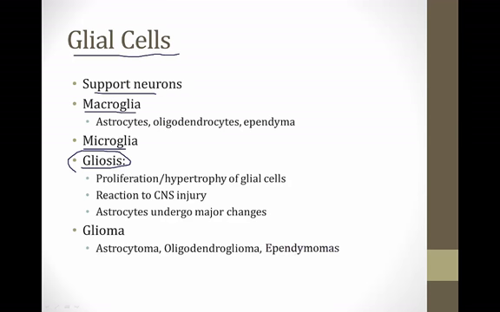When we say that there is gliosis, what we mean is there is proliferation and hypertrophy of glial cells. This is a reaction to central nervous system injury. So these non-neuron cells will undergo proliferation and hypertrophy in response to injury, and astrocytes are some of the most important players. They react significantly to central nervous system injury. We'll talk more about that later. And finally, when we say a tumor is a glioma, we mean it's a tumor of one of the glial cell types. So there are astrocytomas, oligodendrogliomas, and ependymomas, and these are all tumors of glial cells.